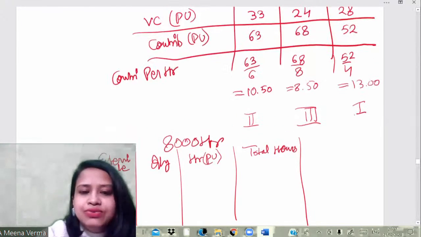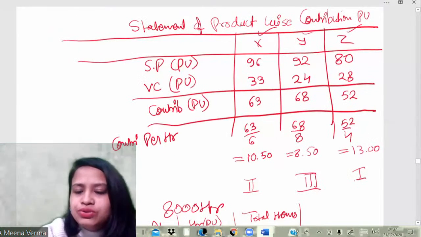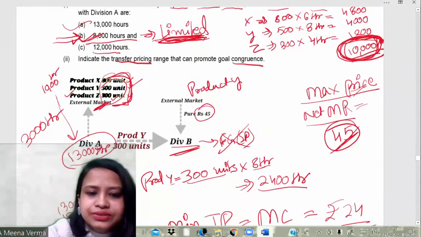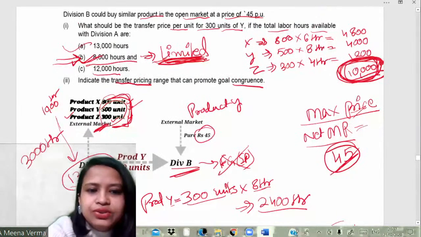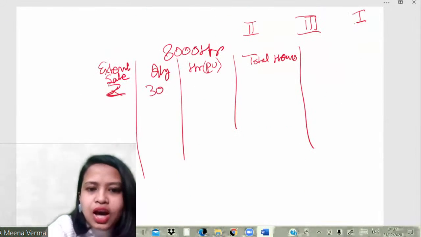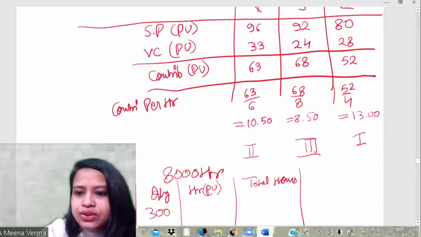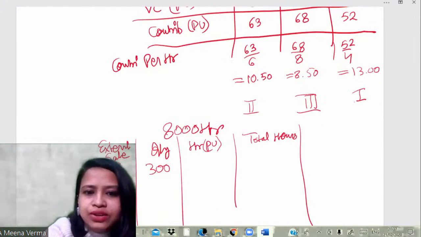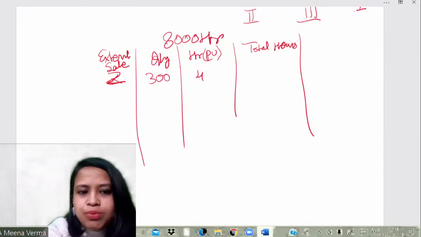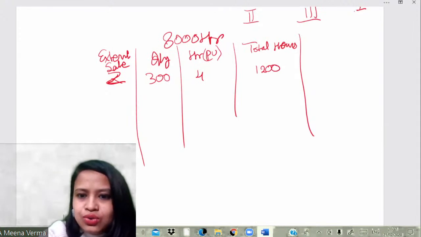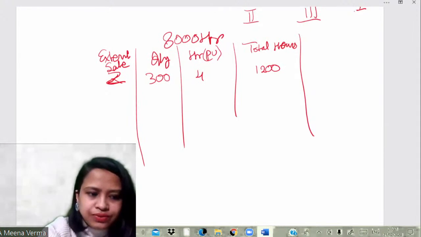So for Z, how many units do you want to produce? 300 units. How many hours are required for producing 1 unit? 4 hours. For 1 unit, you need 4 hours. So for producing Z, you need 1200 hours.